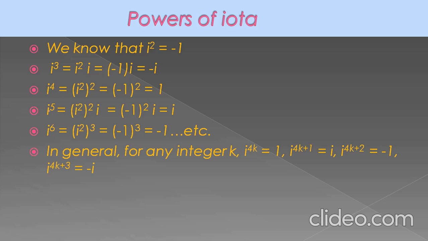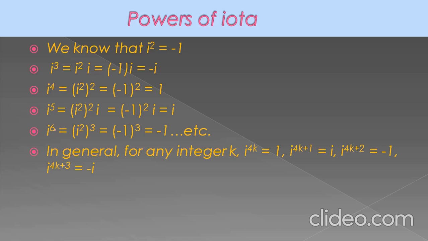Now iota to the power 5 can be written as iota to the power 4 into iota, and we have seen above that iota 4 can be written as square of iota square. Now iota square is equal to minus 1, so it becomes minus 1 square into iota. Minus 1 square is 1, so it becomes iota. So iota to the power 5 is equal to iota.